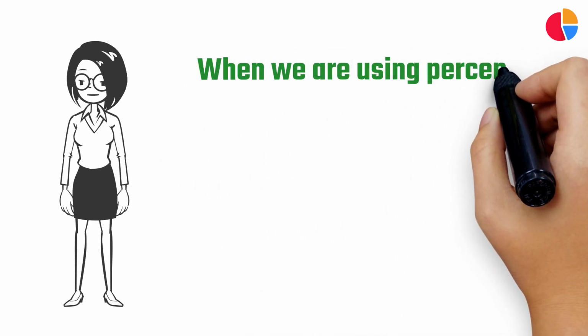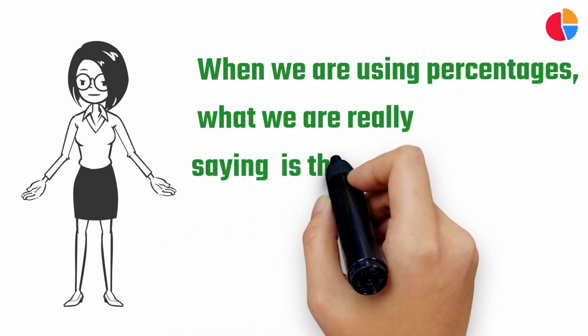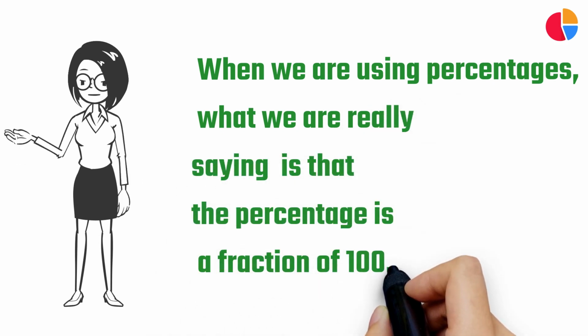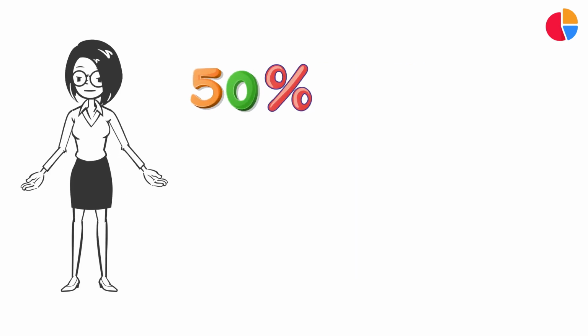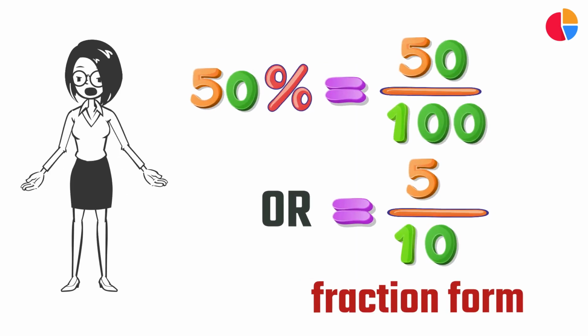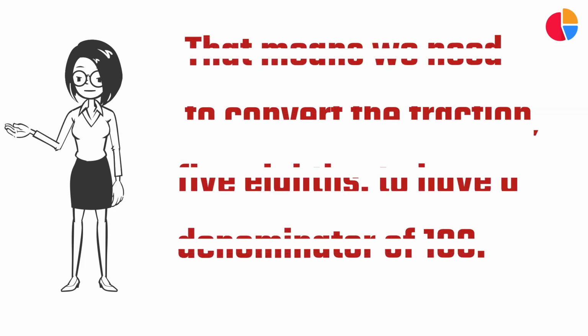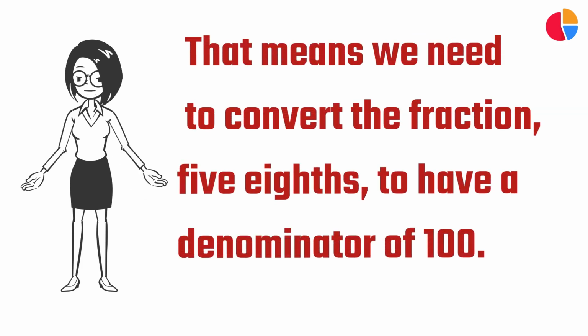When we are using percentages, what we are really saying is that the percentage is a fraction of 100. Percent means per hundred, and so 50% is the same as saying 50/100ths or 5/10ths in fraction form. That means we need to convert the fraction, 5/8, to have a denominator of 100.